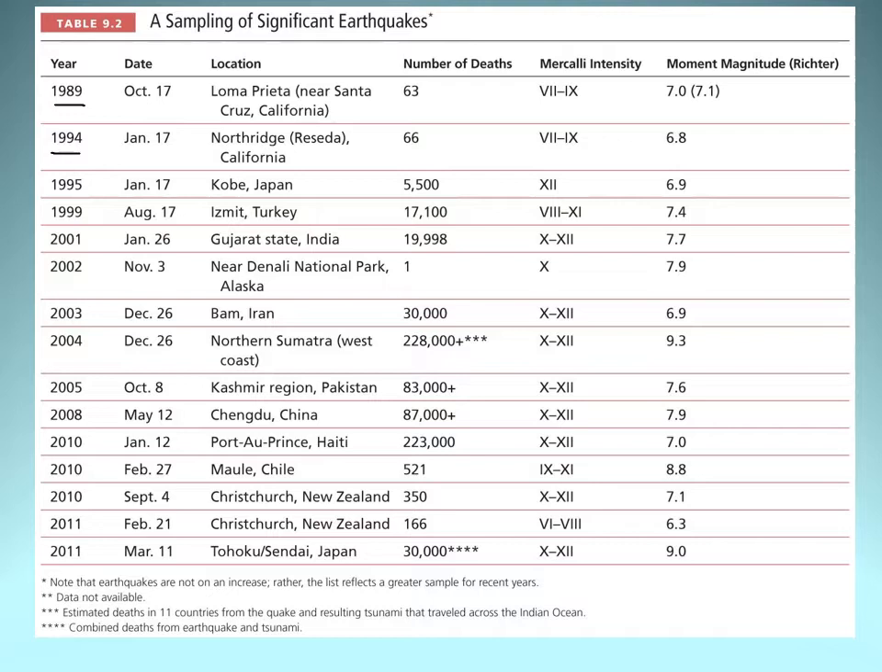Some additional ones that were devastating. We have the Port-au-Prince, Haiti earthquake of 2010. We also have the quite famous 2011 Japan earthquake and tsunami, which together killed about 30,000 people. And that earthquake was a 9.0. And because it was on the sea floor, it also created a very devastating tsunami. We'll talk more about tsunamis in chapter 20.